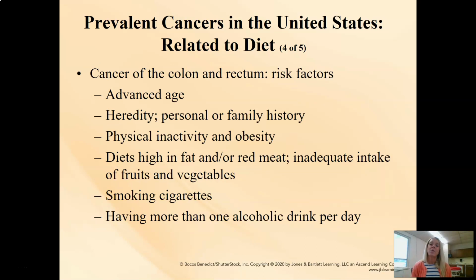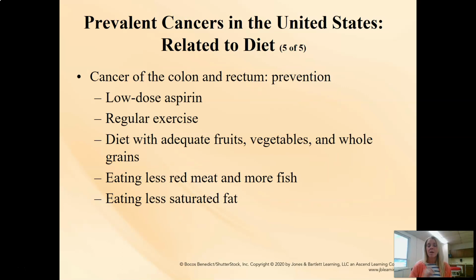So risk factors for colon and rectal cancers include advanced age, heredity, having a personal or family history of tumors in the area, physical inactivity and obesity, diets high in fat and or red meat, inadequate intake of fruits and vegetables, smoking, and more than one alcoholic drink per day. If it is detected early, surgery is usually the primary treatment, and it can be rather successful. Prevention is the best, so some things that can help with this are taking a low-dose aspirin, getting regular exercise, a balanced diet with fruits, vegetables, and whole grains, less red meat, more fish, and eating less saturated fat.